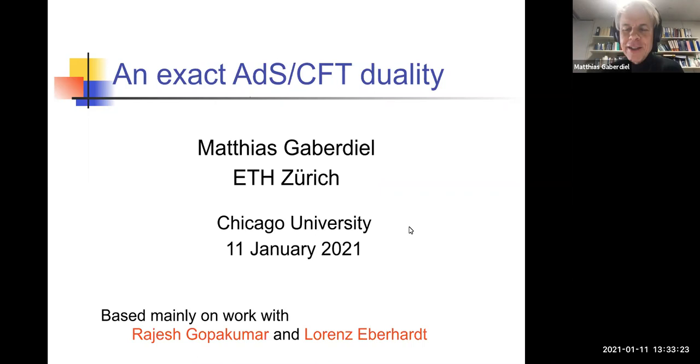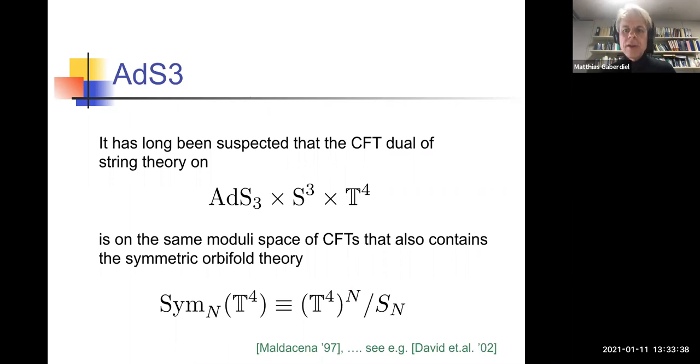So I want to report some work I've done mainly with Rajesh Gopakumar and Lorenz Eberhardt over the last few years. It has long been suspected, maybe known, that the CFT dual of string theory on, say, AdS3 × S3 × T4 lives on the same moduli space of CFTs that also contains the symmetric orbifold of T4. The symmetric orbifold of T4: you take n copies of T4, let the permutation group act on the n copies, and make it orbifold invariant. The orbifold theory is a specific 2D CFT. The belief is that the CFT dual of string theory on this background is connected by an exactly marginal operator to this specific symmetric orbifold CFT.